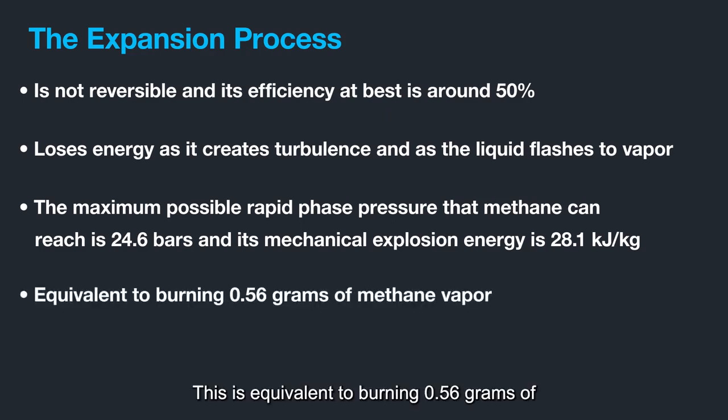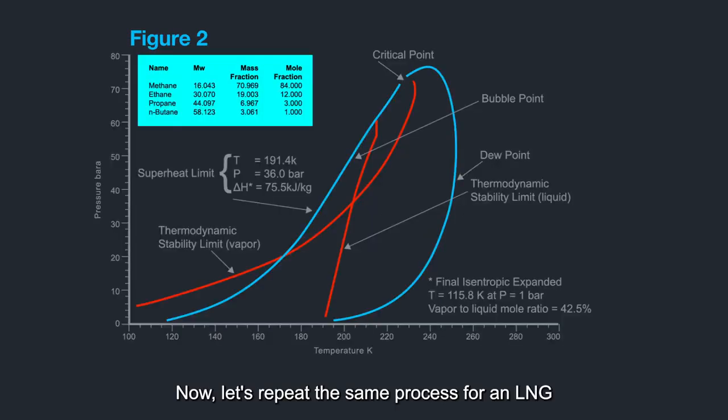This is equivalent to burning 0.56 grams of methane vapor. In other words, on a per unit mass basis, the methane combustion process produces 1,780 times more energy than a rapid phase transition. This is why, historically, rapid phase transition overpressure estimates were excluded from LNG risk assessments and considered to be negligible and localized. Now let's repeat the same process for an LNG mixture.